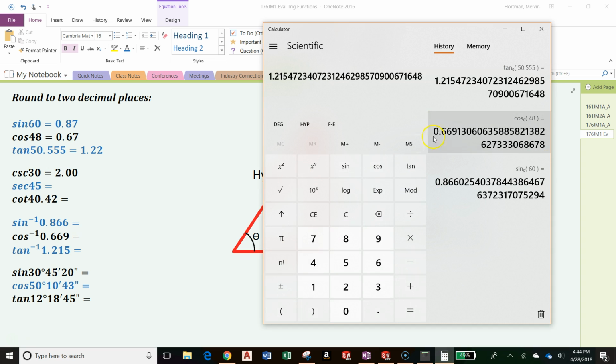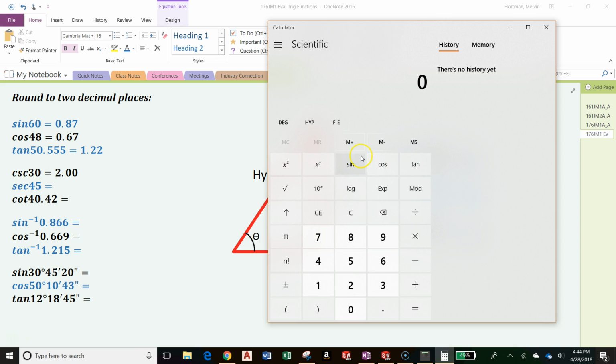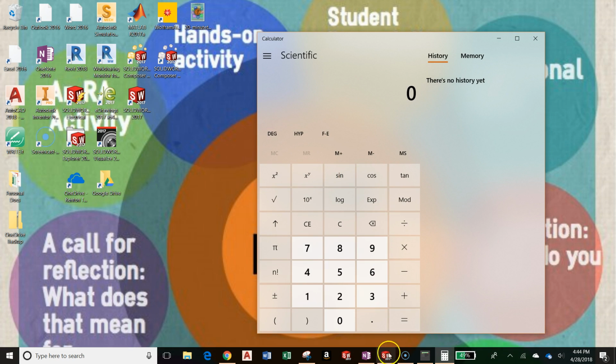And because I forgot to do the first one with this calculator, I'll go ahead and do it. Let me clear this history so it's a little bit nicer to look at. So let's do secant of 45 with this calculator now. Whoops, sorry about that.